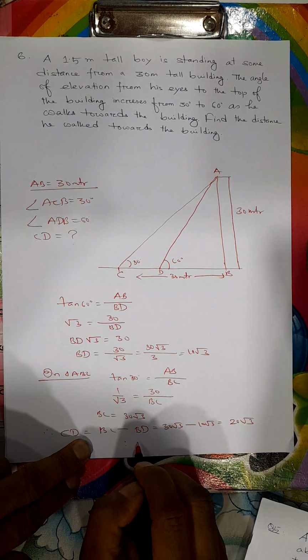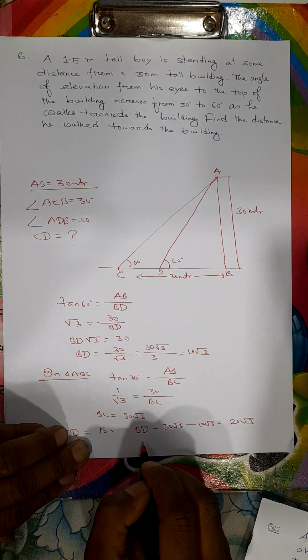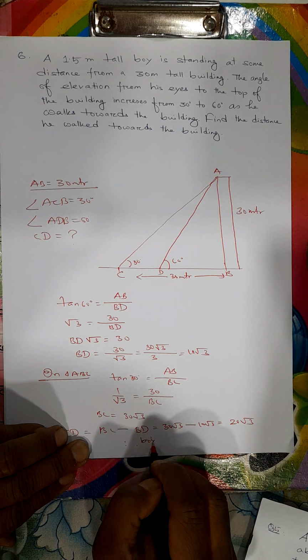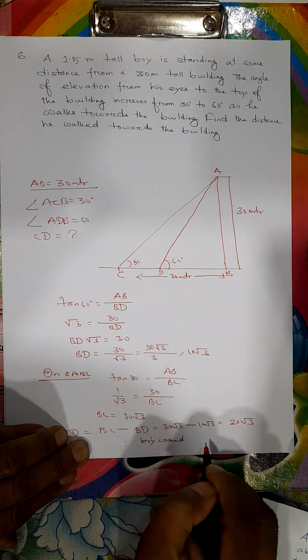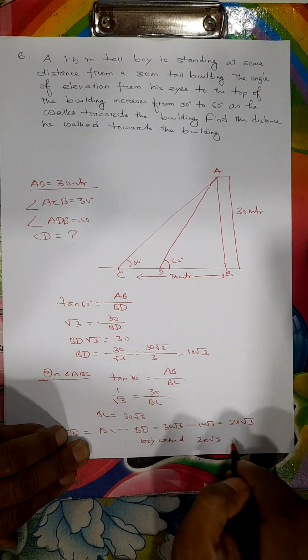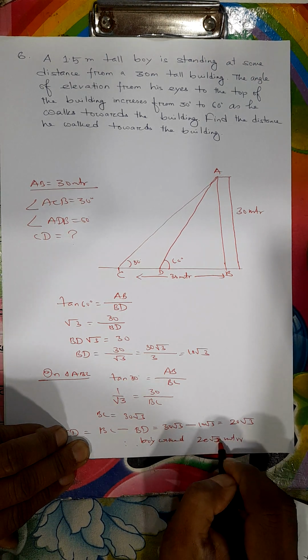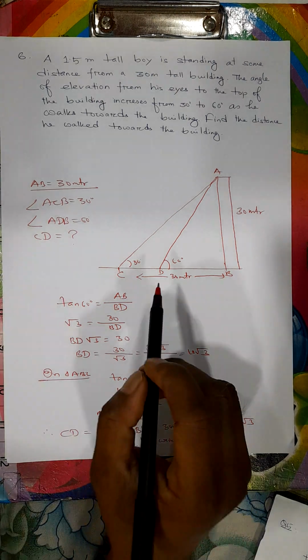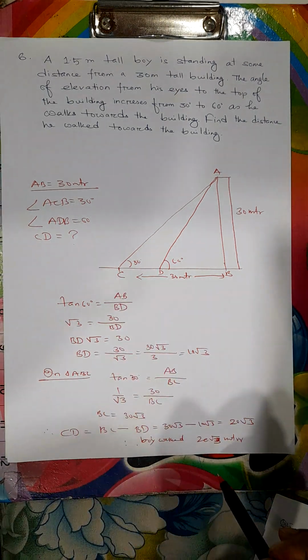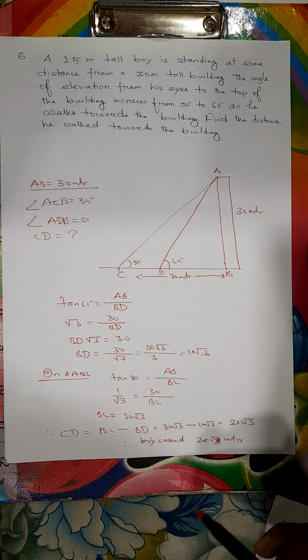Therefore, the boy walked 20 root 3 meter. Right? 20 square root of 3. So he walked from C to D, he walked 20 root 3 meter.